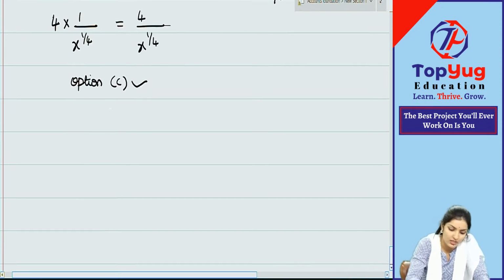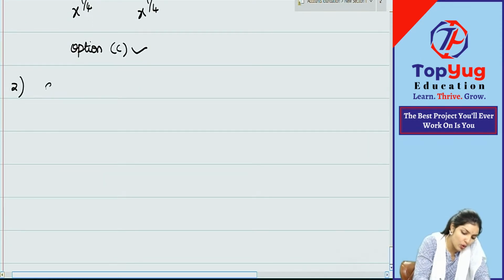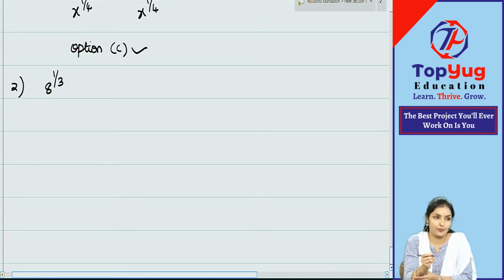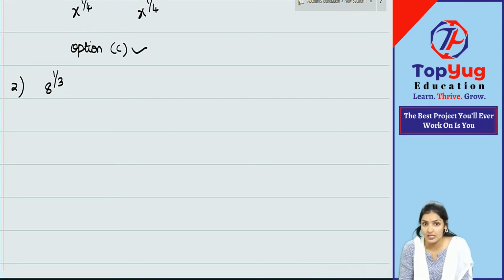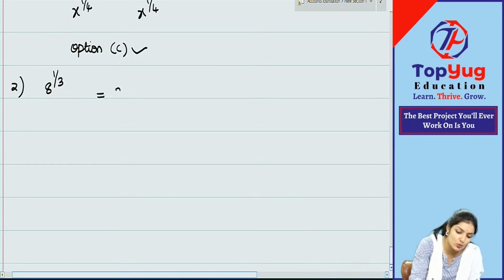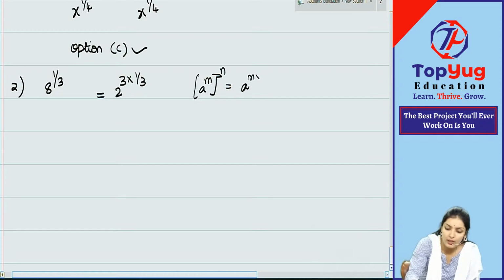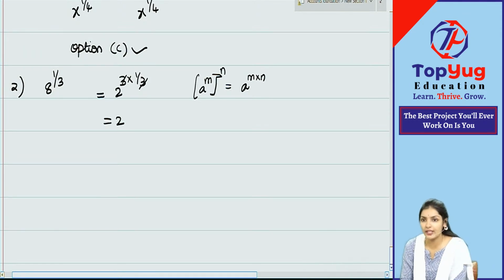Am I clear? Now the second one, the value of 8 to the power 1 by 3. What we have to do is always simplify, so we have to think about how to simplify. 8, can I write it as 2 to the power 3 into 1 by 3? Which form is it basically? (a to the power m) to the power n, so a to the power m into n. Right? 3 cancels. Answer is 2. Hari, are you getting it? Anchika?